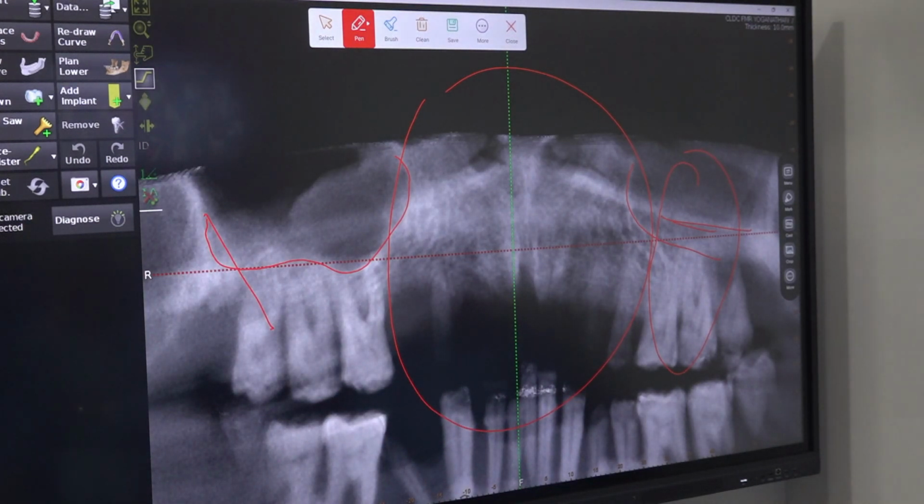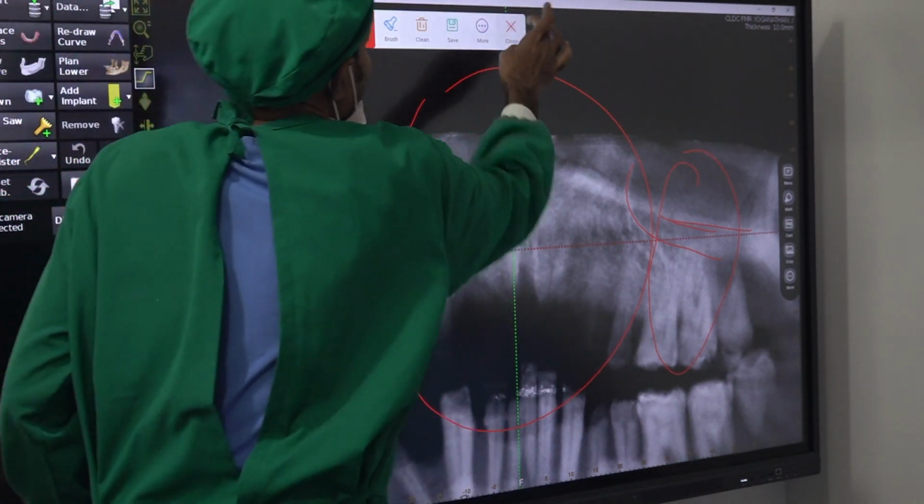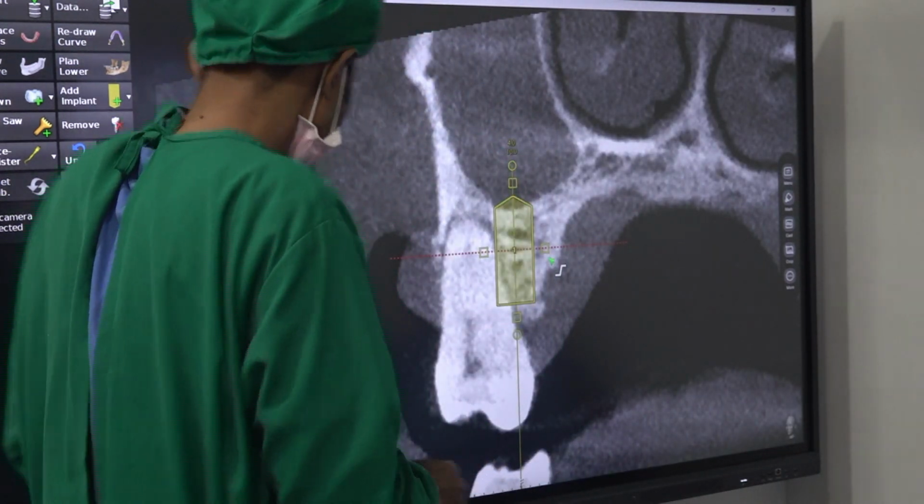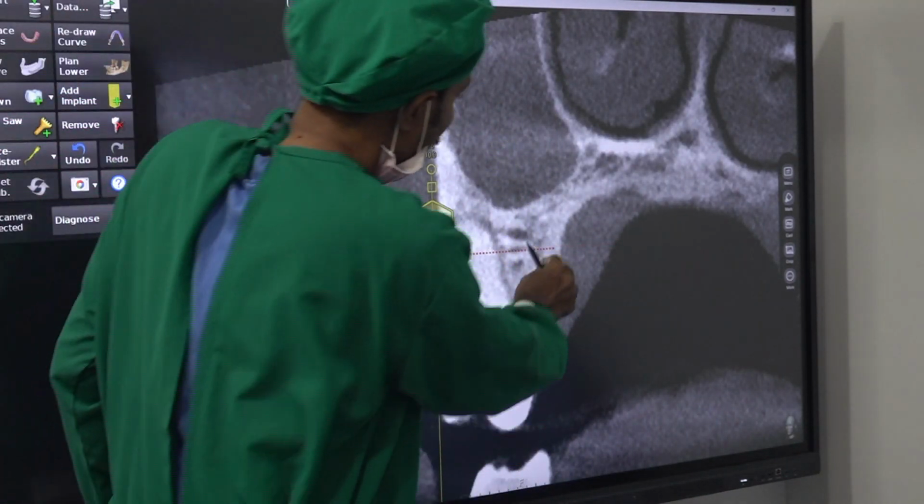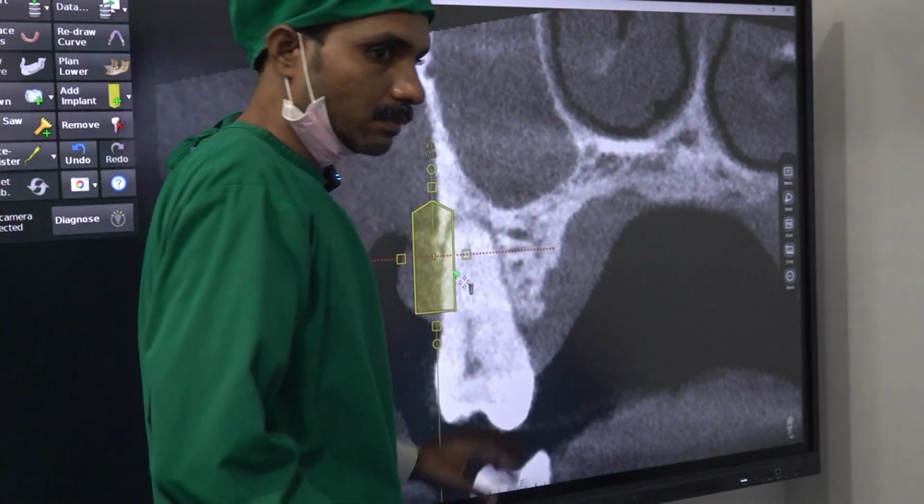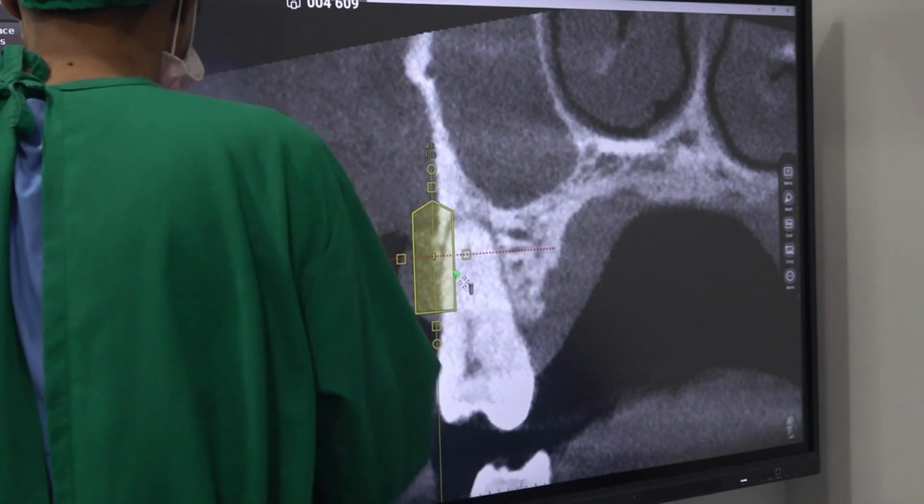We will start from the mesiobuccal root of 6. As I already told, just palatal to the mesiobuccal root of 6, you have got some good bone here. Of course, it's not very ideal, but some bone is present. Keep this in mind.